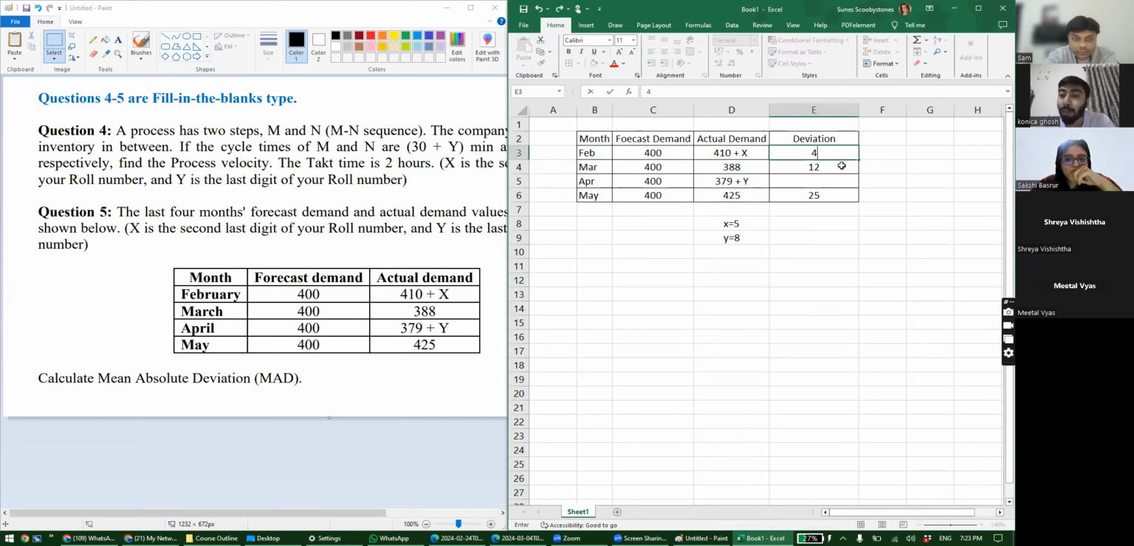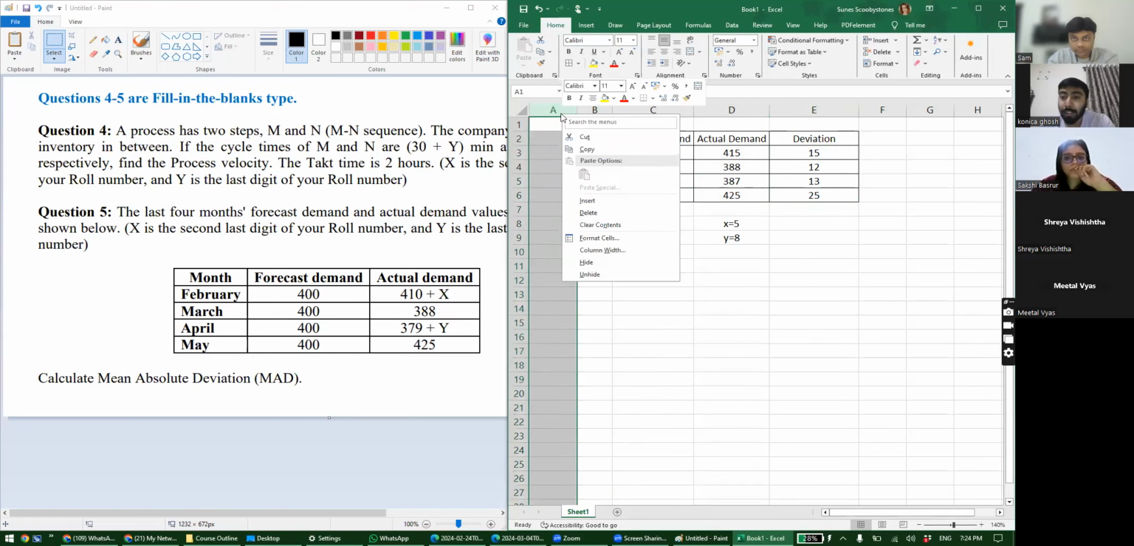So X equals 5, that will become 415. So we can replace the actual demand column, let's put 415 instead of 410. Then this will become 15. And 387, this will be 13.